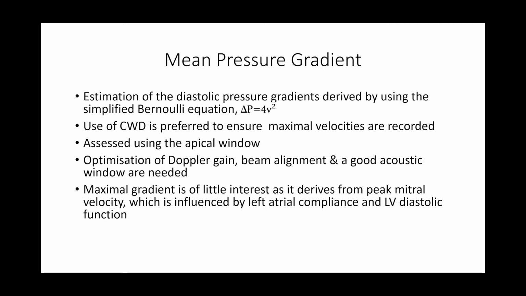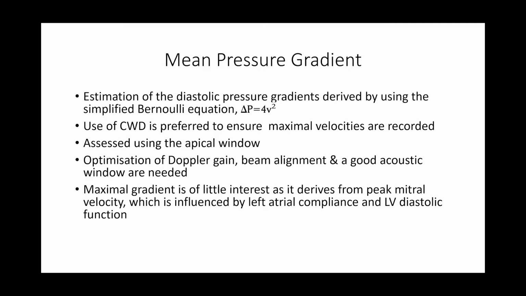And then the third most important parameter to measure, again a level 1 recommendation, is to check the mean pressure gradient. This is based on the simplified Bernoulli equation, and you can use either pulse wave or continuous wave, but continuous wave is the preferred method because sometimes your velocities are high and you may not be able to capture them on pulse wave. So it's better to do it on continuous wave if you can. Mainly we do it in the apical 4-chamber, the same thing: good alignment, good Doppler angle, optimize your gain, and then just trace it.